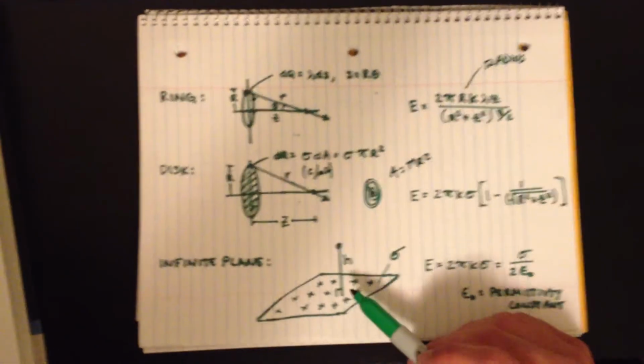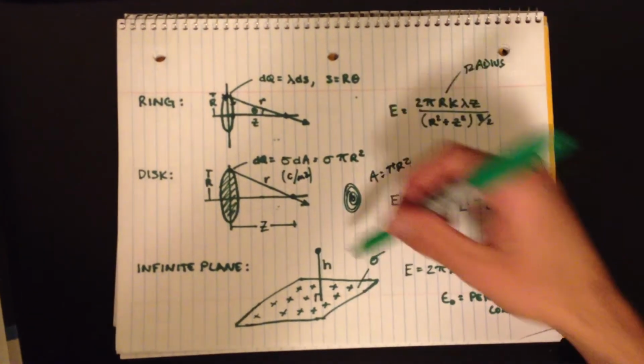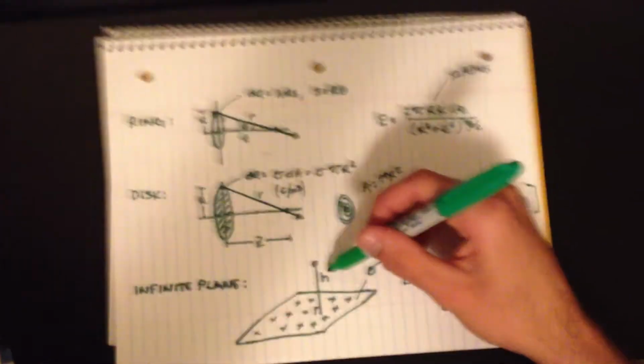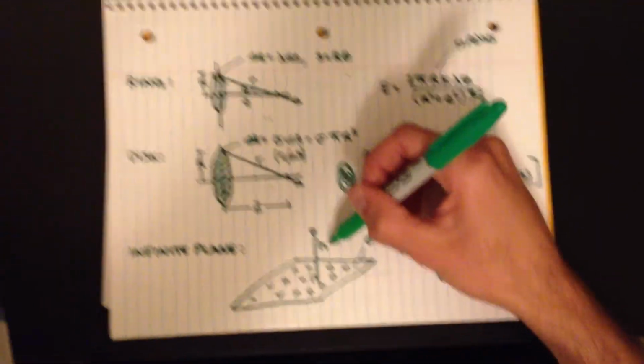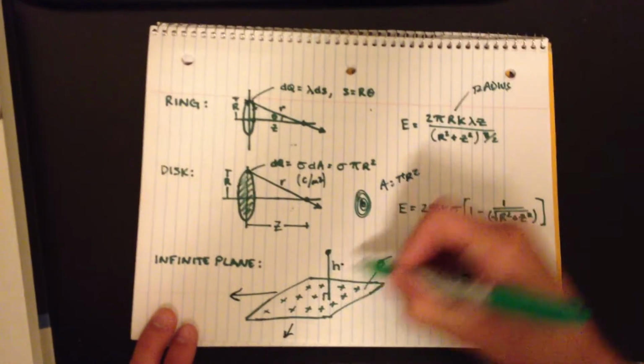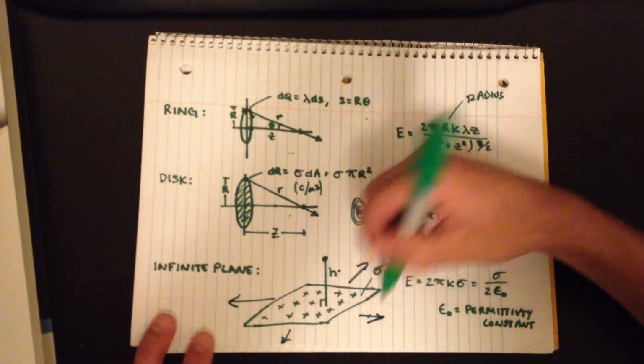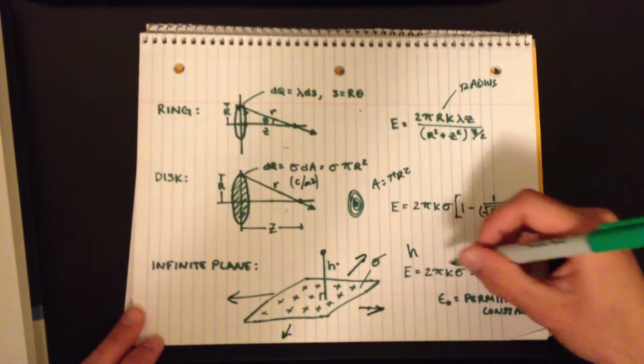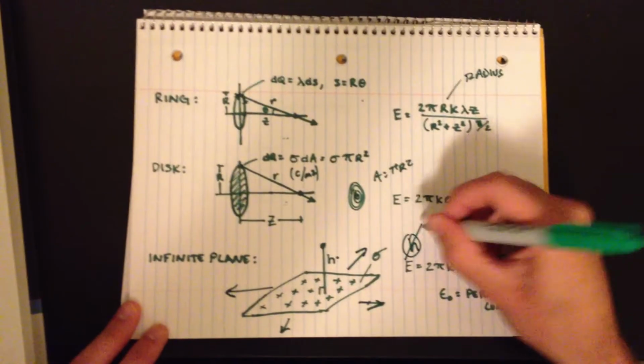The final case is where you have an infinite plane and you have a point that is a reference point that is a height h above the plane. Now this plane extends in all directions because it is an infinite plane. In this case, your electric field is not dependent on h.